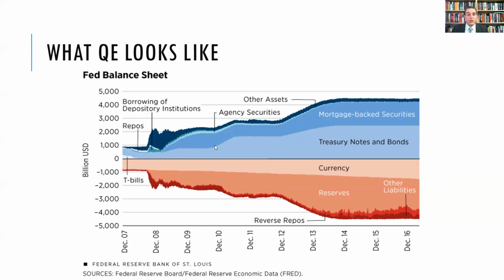When we get to QE2 by about 2010, you'll see again, there's an expansion of the amount of assets on the central bank's balance sheet. In this case, it was largely an expansion of treasury bills and bonds, but you'll notice with QE3 that we see a further expansion of the use of mortgage-backed securities.